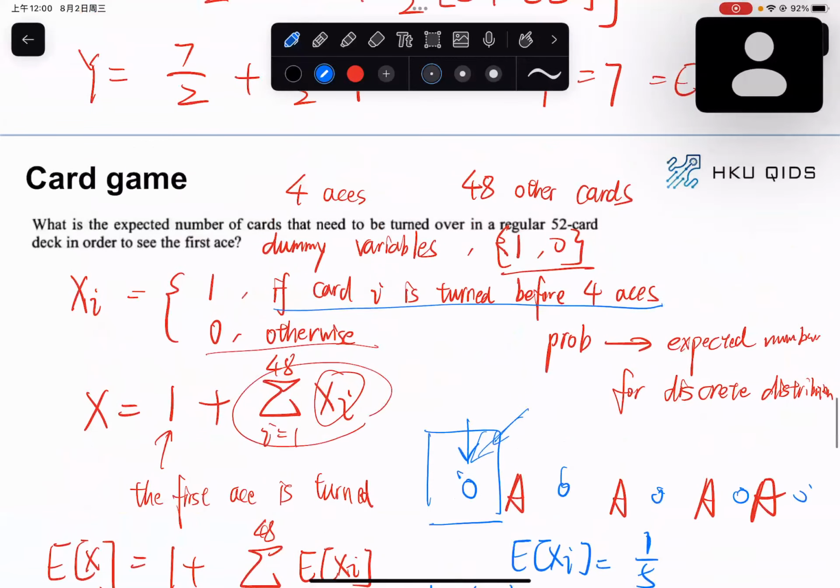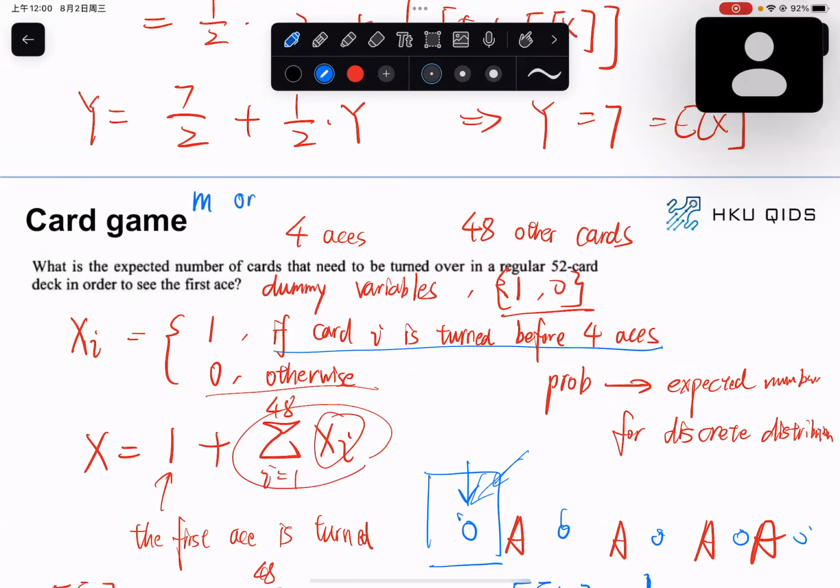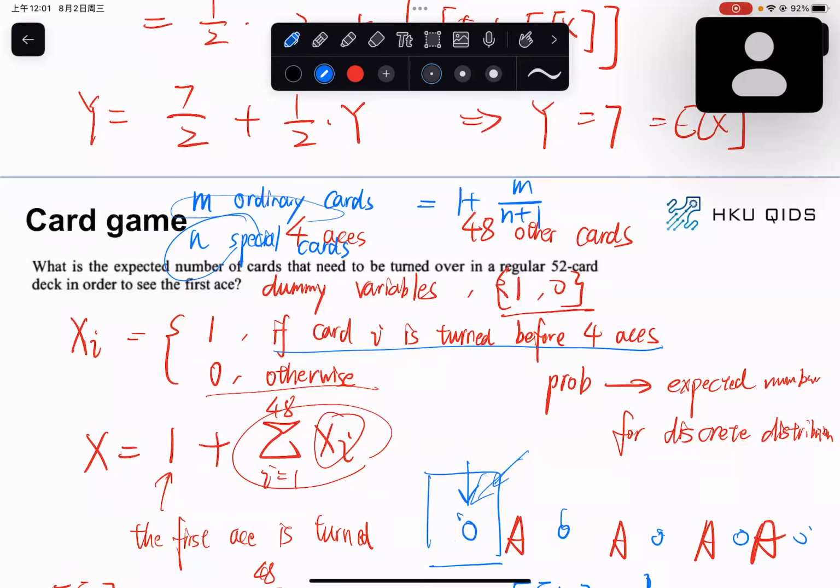We can generalize that there are m ordinary cards and n special cards, right? And the expected position of the first special card is what? It is going to be (m+1)/(n+1), okay? Which means if we have more special cards, then we need fewer cards to see the first ace. That is quite intuitive. And if we have more ordinary cards, then it takes us more time to see that. And this can be more general.